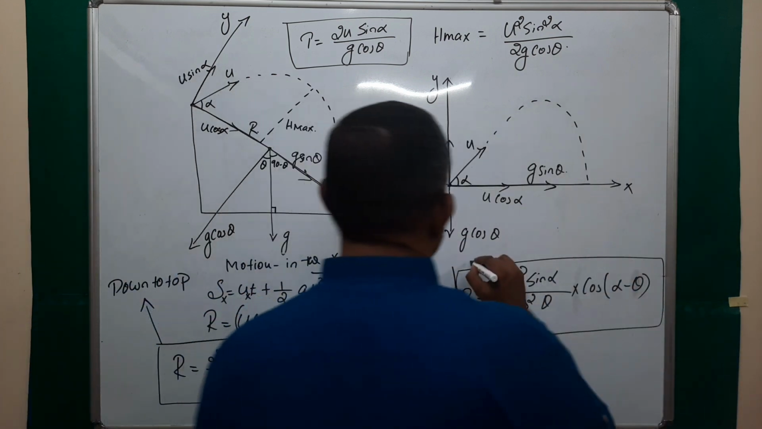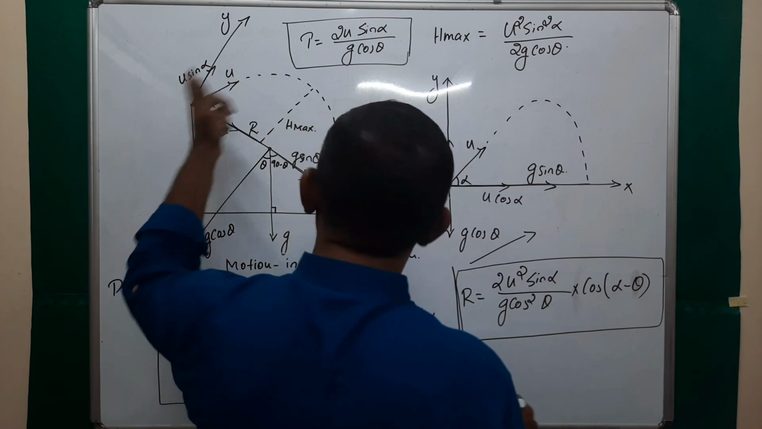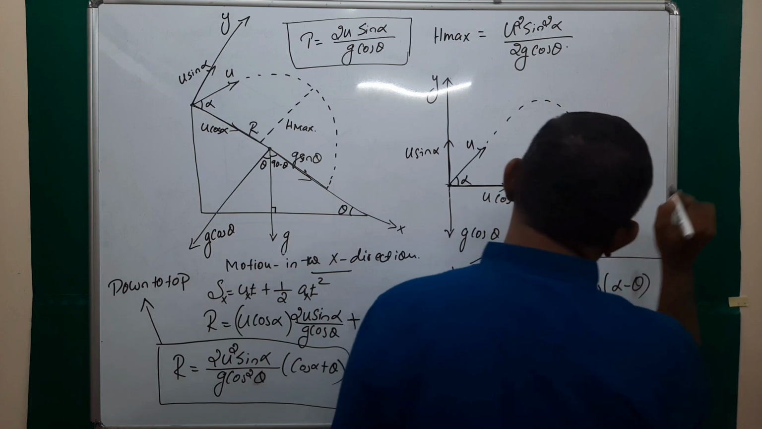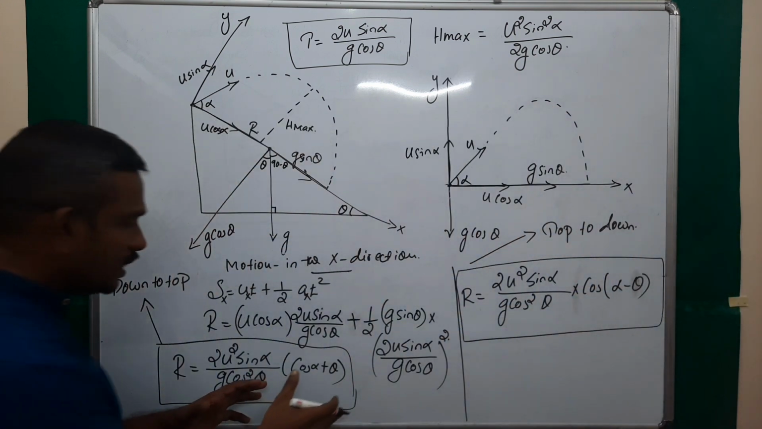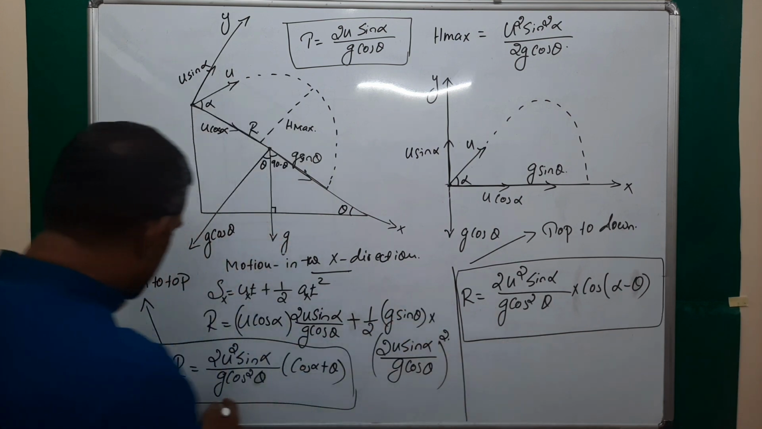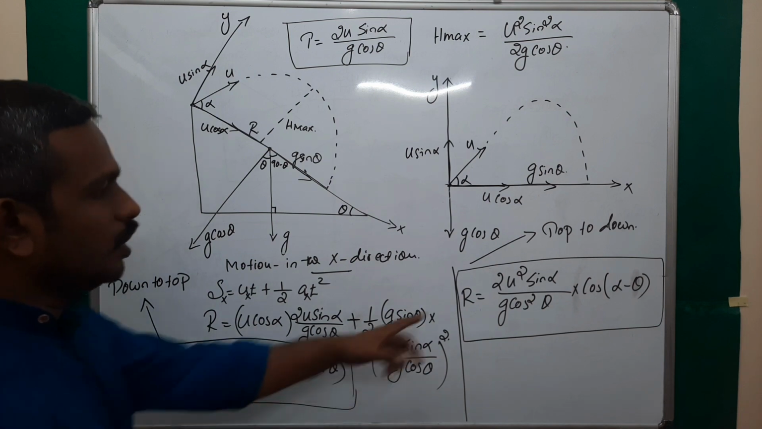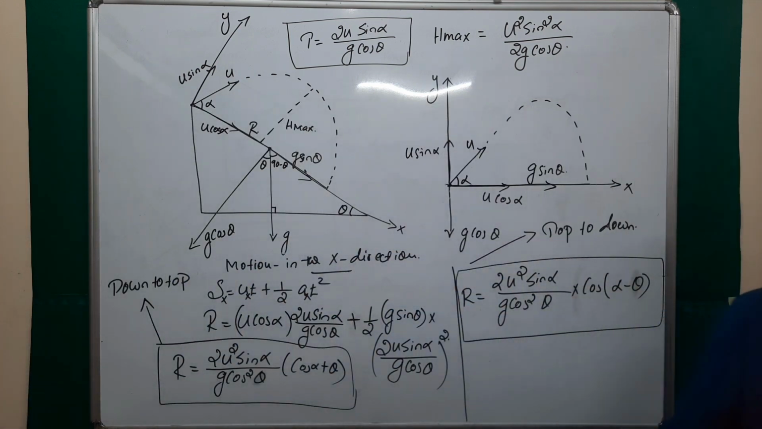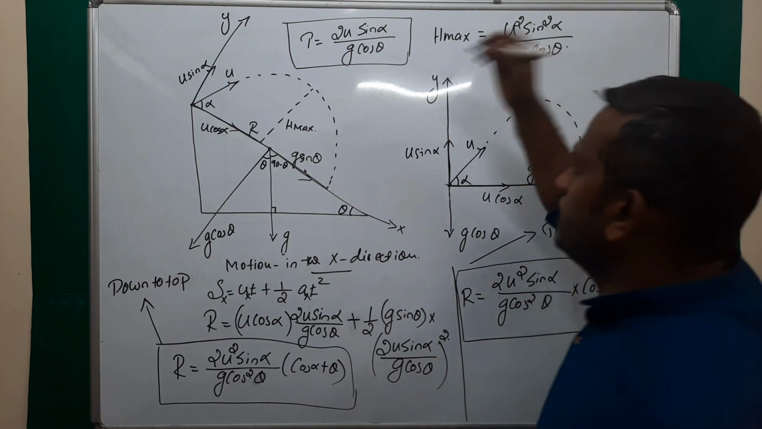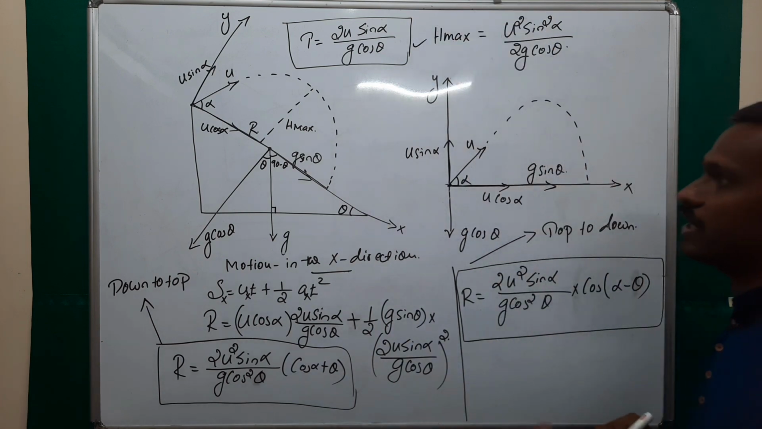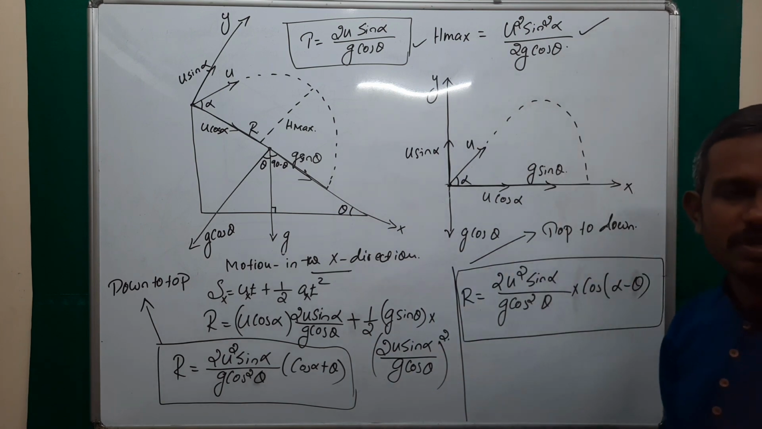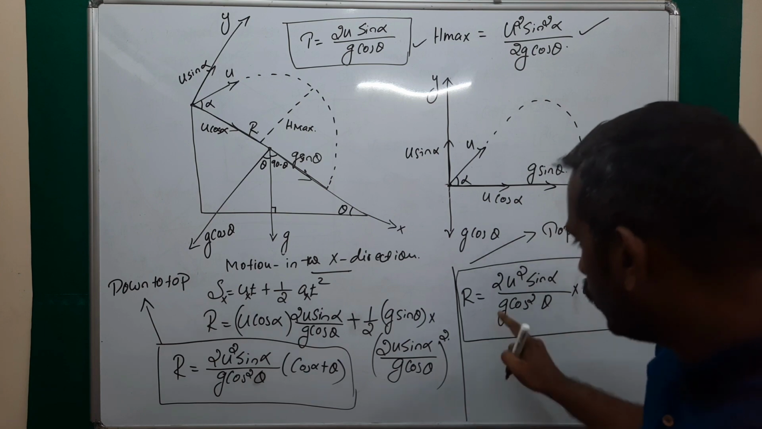Okay, so this equation is for top to down. So don't learn this. No need to memorize this equation, the equation for horizontal range, R is equal to 2u square sin alpha divided by g cos square theta into cos alpha minus theta. But you have to memorize that T is equal to 2u sin alpha divided by g cos theta, and H max is equal to u square sin square alpha divided by 2g cos theta. You should memorize these two formulae.